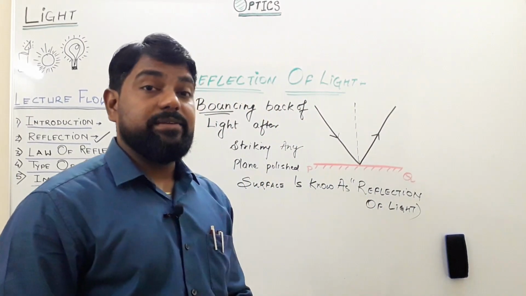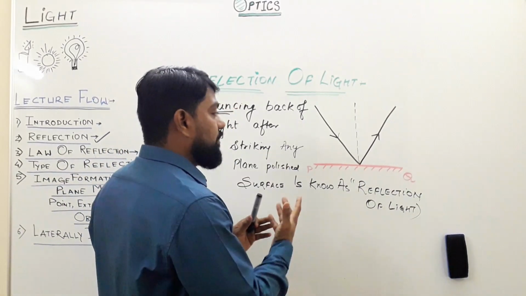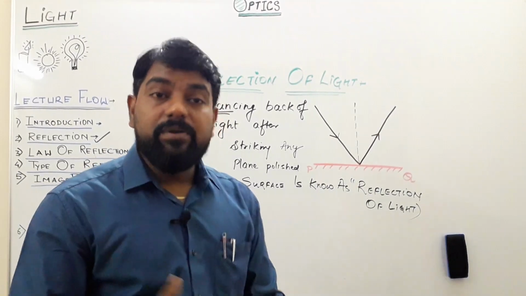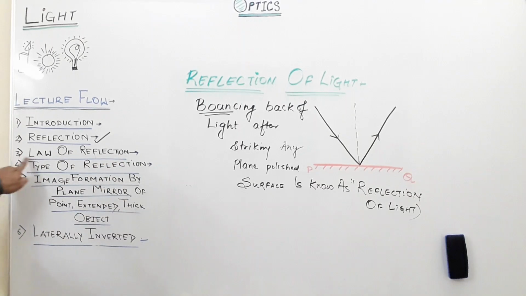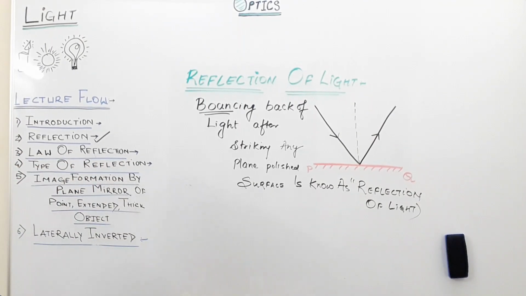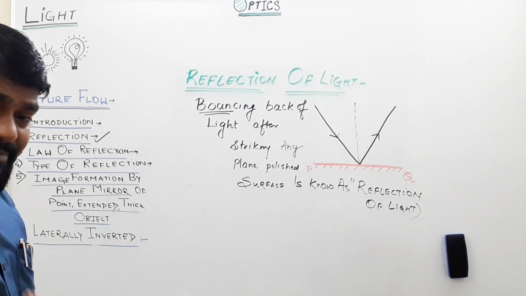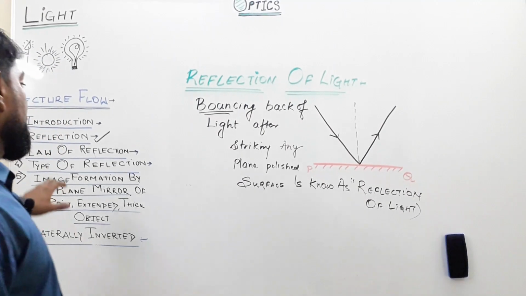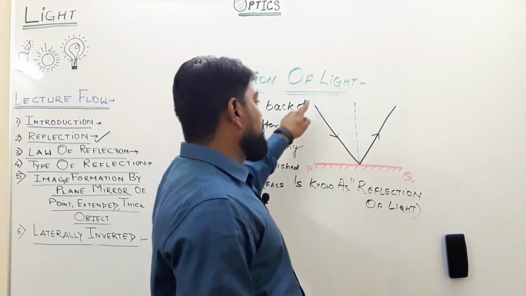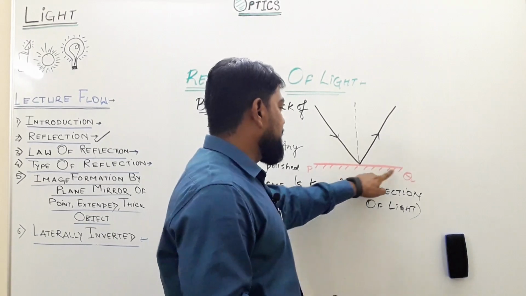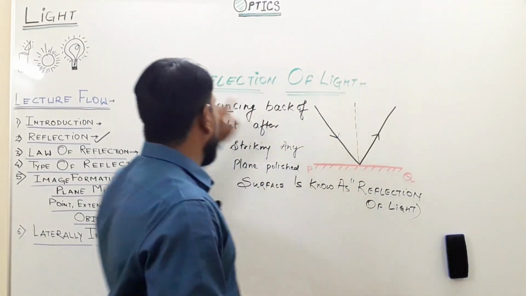And this phenomenon is known as reflection of light. Something more we will discuss in this phenomenon: what is incident ray, what is reflected ray, what is normal, and the law of reflection. As we know, every phenomenon in physics is associated with some law. So we have come to know that the bouncing back of light after striking any plane polished surface in the same medium is called reflection of light.